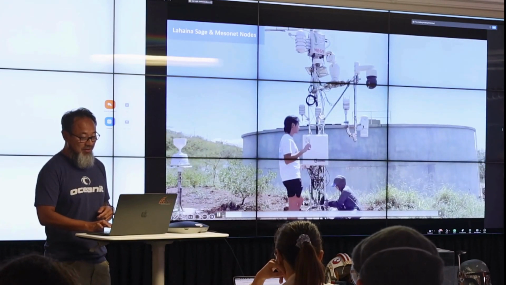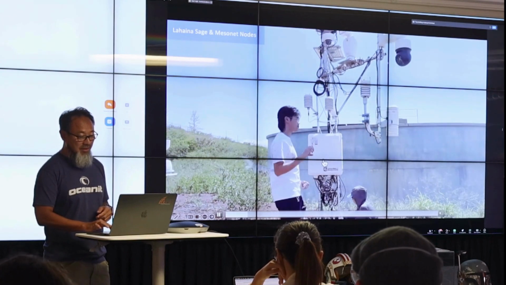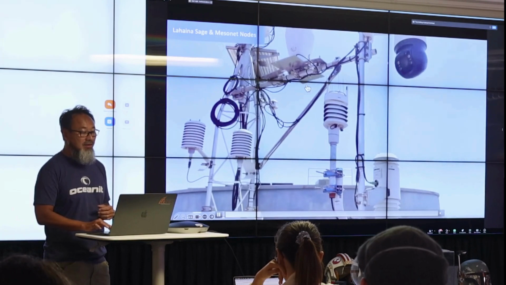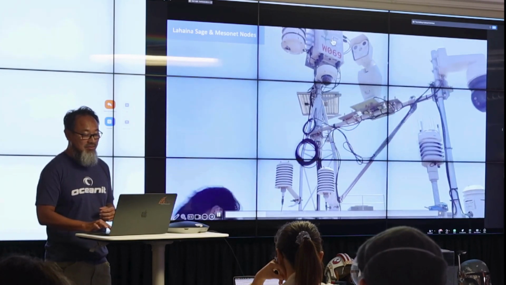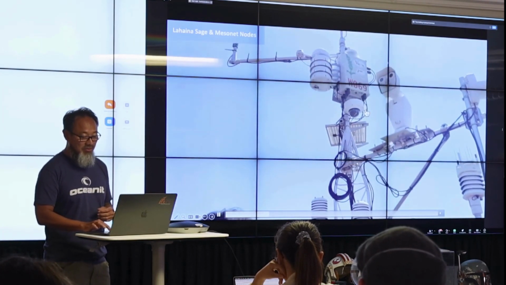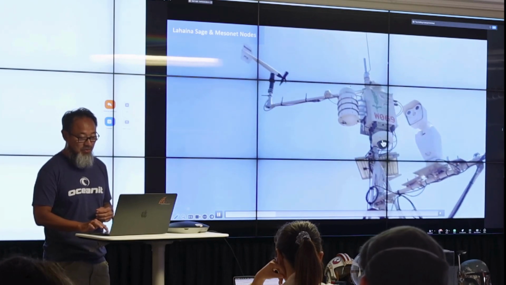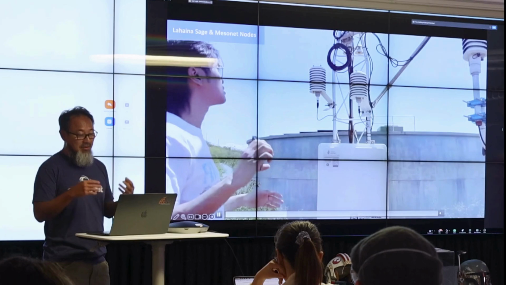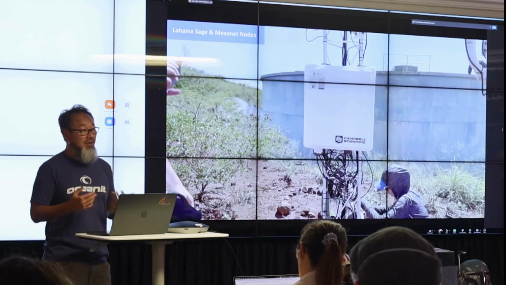This part is the Hawaii Mesonet, and it's got a whole bunch of climate sensors. And then above it is the SAGE Waggle node. And you can see it's got cameras pointing up and downwards, infrared cameras. We have full control of these cameras, and it's connected via Starlink.